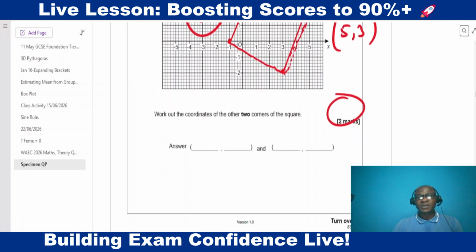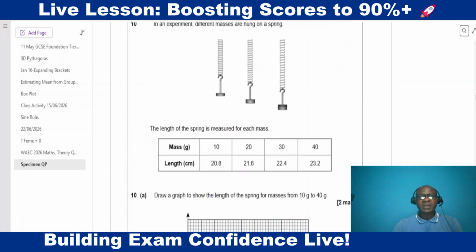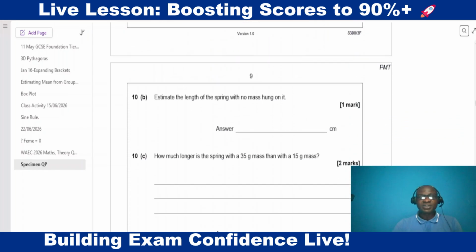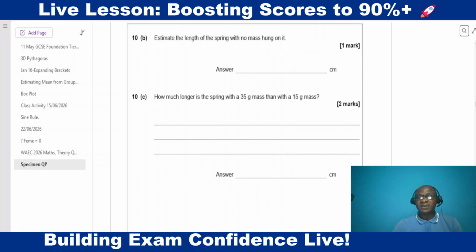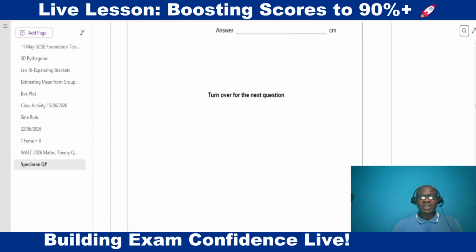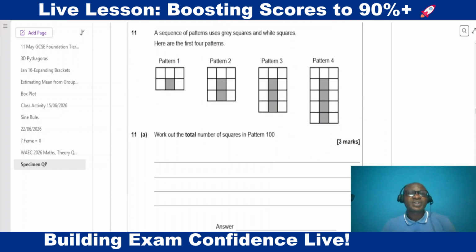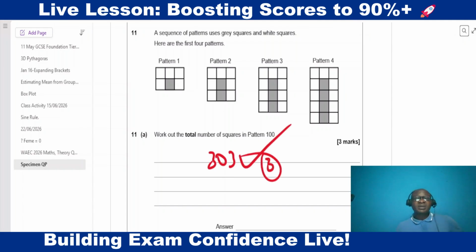So we move forward to the next question. This one is already in the classroom as an assignment. I have put it there for you, so you are going to do it using a graph book. All right. So number 11, what did you get? 303. 303 is correct.